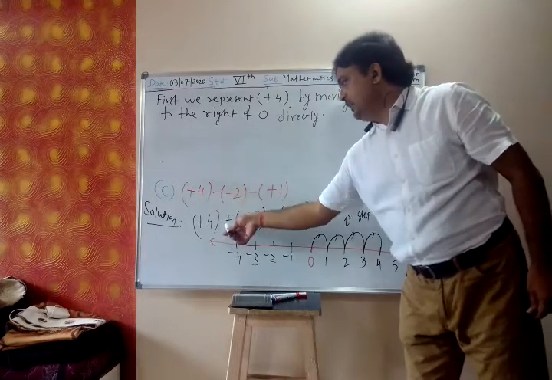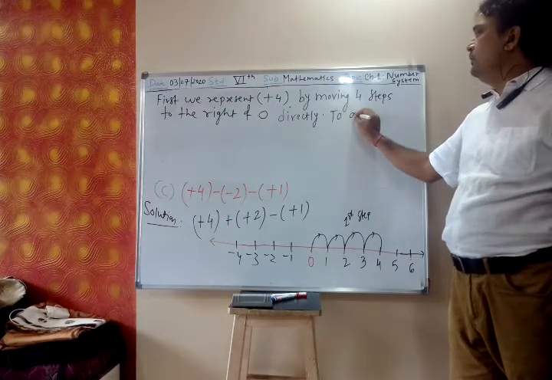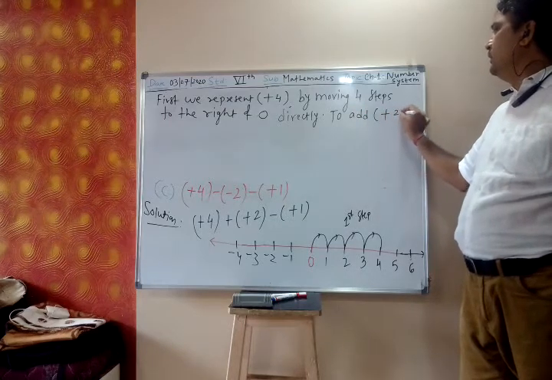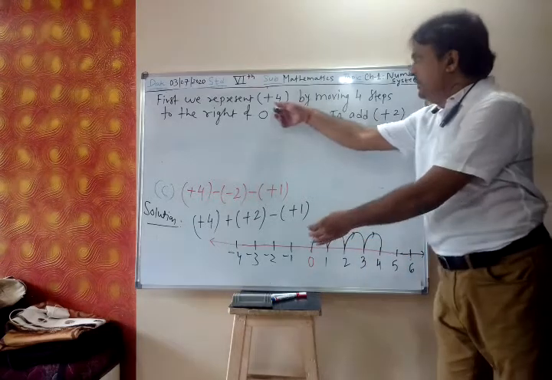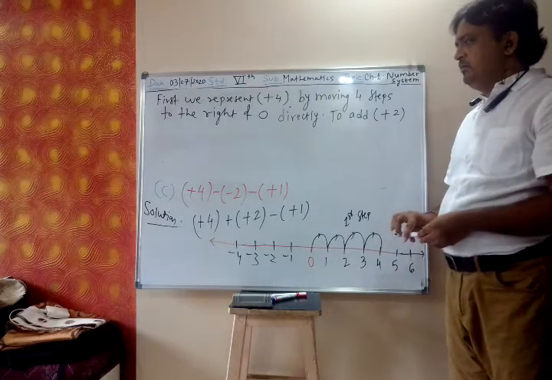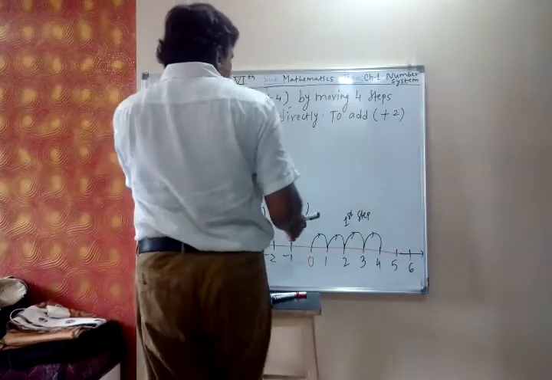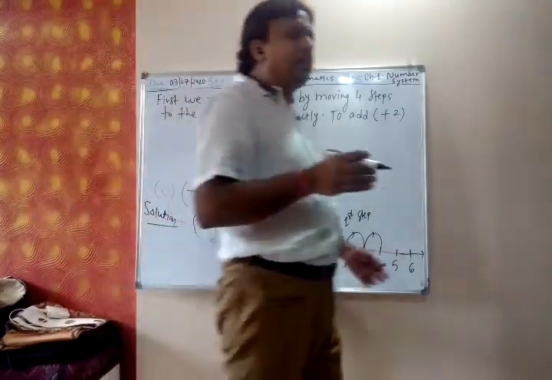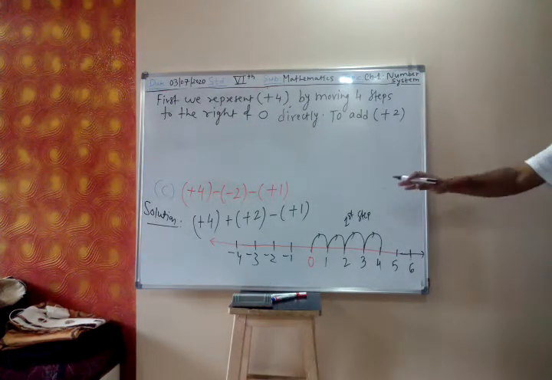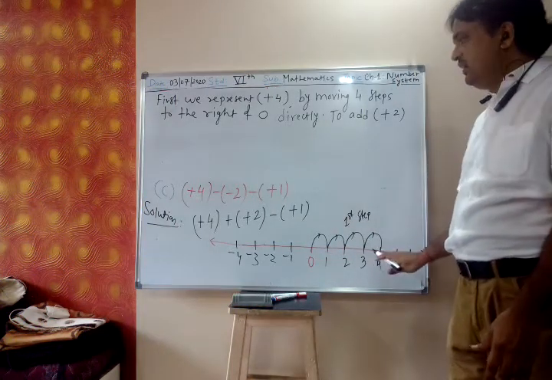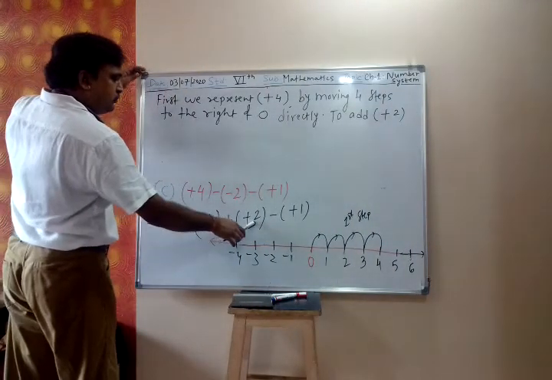Then minus minus we write plus plus. Again we have plus, and plus means add. To add plus 2. Because it is plus 4, I have written according to the sign. In B it was minus 4, so I had to move to the left. But in C part it is plus 4, so I have to move to the right. Is it clear? Okay.